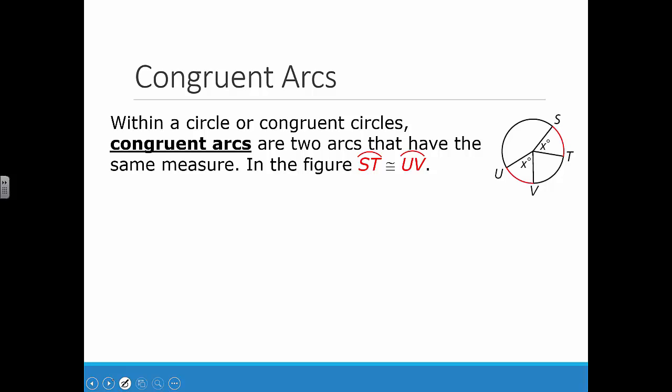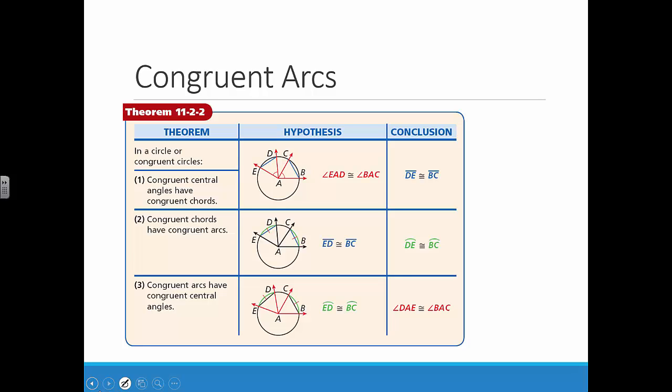Congruent arcs. Congruent means same measure, so congruent arcs are two arcs that have the same measure. So in this example, because they both have the same measure, they don't have to be kitty corner like they just were, as long as you know their degrees.